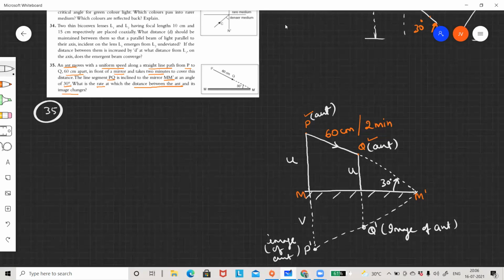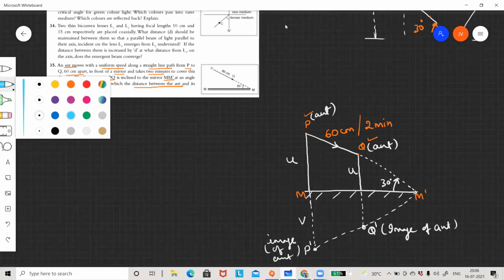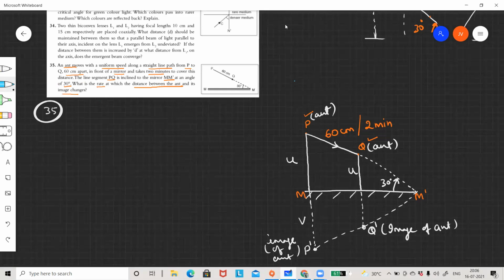Now they are saying the rate at which the distance between the ant and its image changes. What does the distance between the ant and its image mean? This length, P prime. The rate at which the distance between the ant and its image changes means the rate at which the distance P prime changes, that is, P prime became Q prime. So what distance in what duration, that is what we have to find.